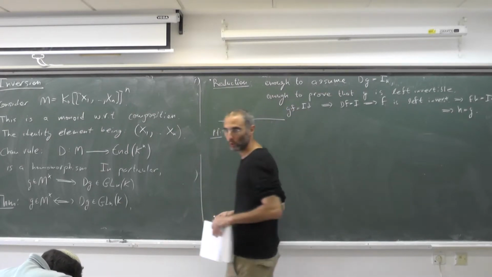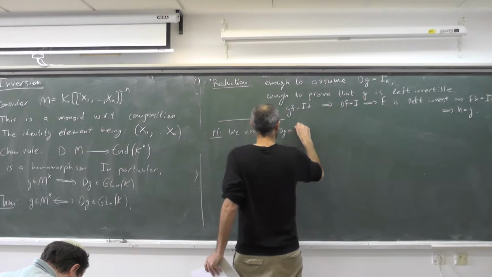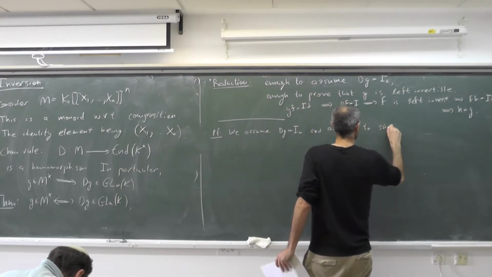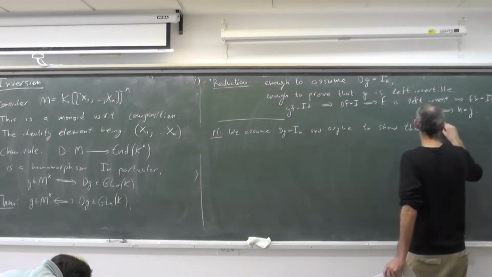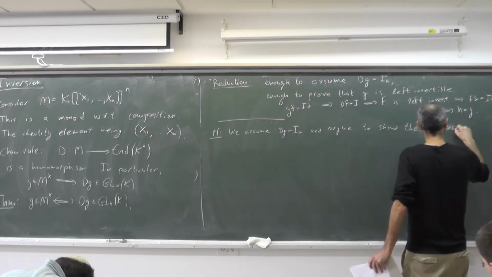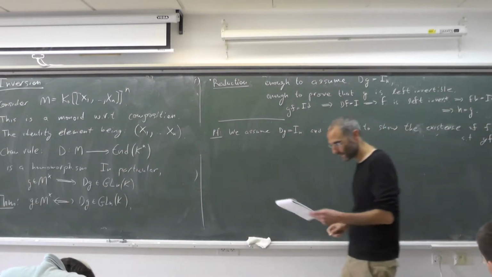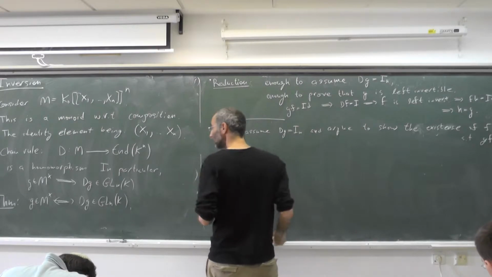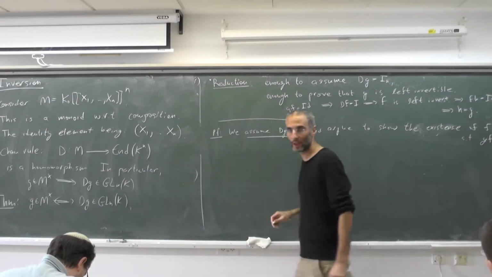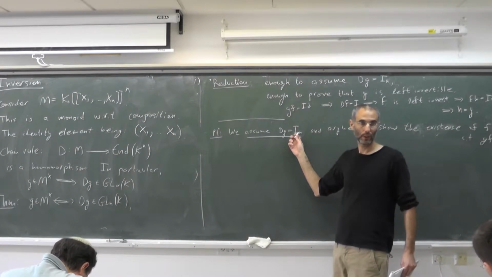So I'm proving under this reduction. We assume DG is I_n and argue to show that G is left invertible, so the existence. So what do we know? We know that G has no constant terms, and the linear approximation of G is trivial.